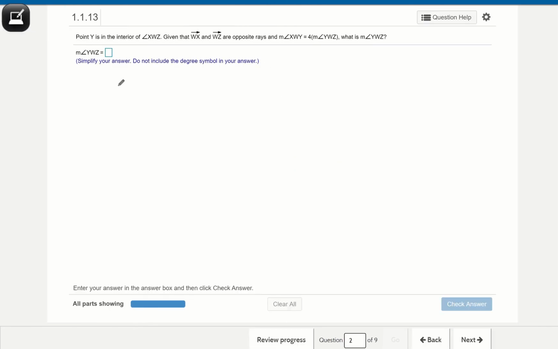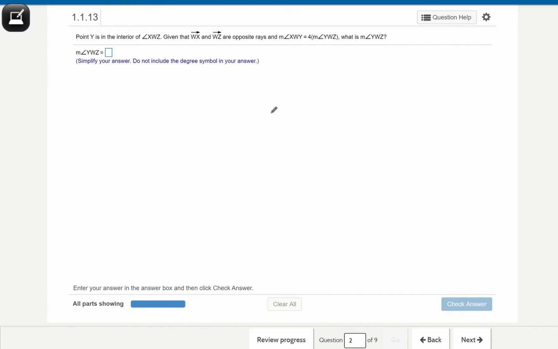All right, so it says point Y is in the interior of angle XWZ. Given that WX and WZ are opposite rays, and the measure of angle XWY is equal to 4 times the measure of angle YWZ, what is the measure of angle YWZ? So it helps to draw a picture in this case because there's no diagram to focus on. First off, it says that we have opposite rays here.